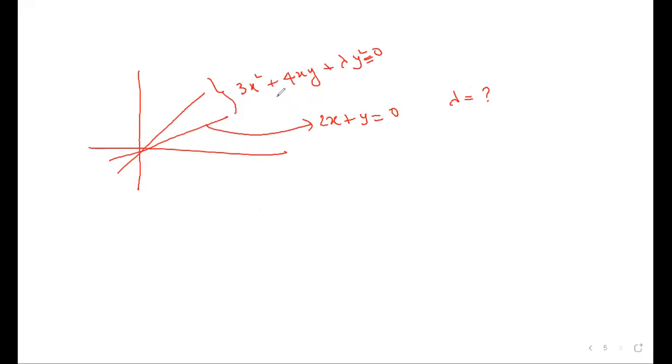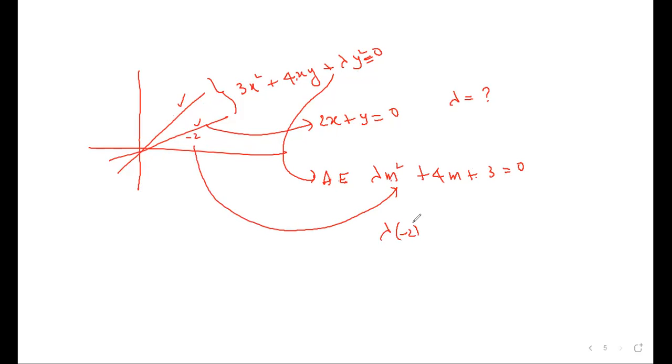I'll give you a faster method. Write the auxiliary equation. How to write the auxiliary equation? Lambda m square divided by x square, plus 4m, plus 3 equals 0. What does m stand for? The slope of these two lines. The slope of this line you already know. It should satisfy this equation. So lambda into minus 2 the whole square, plus 4 into minus 2, plus 3 equal to 0. And you will get lambda's value from that.